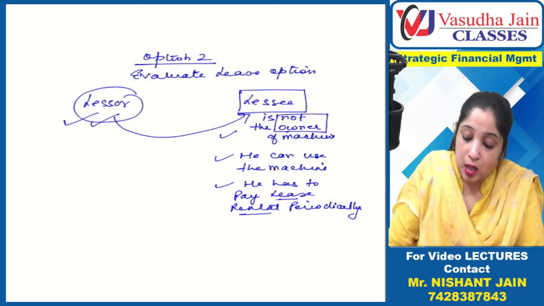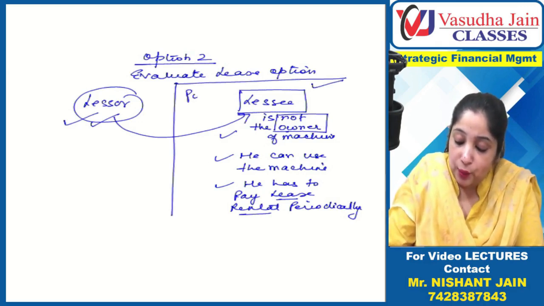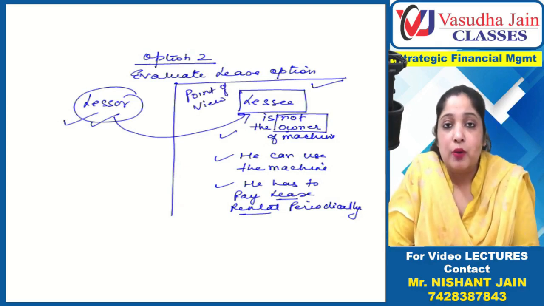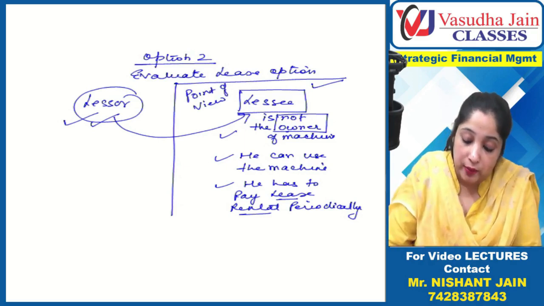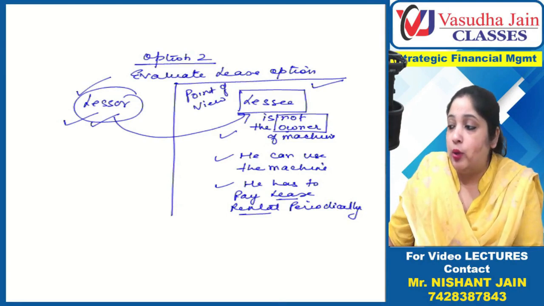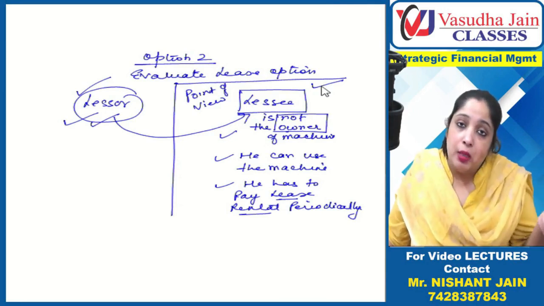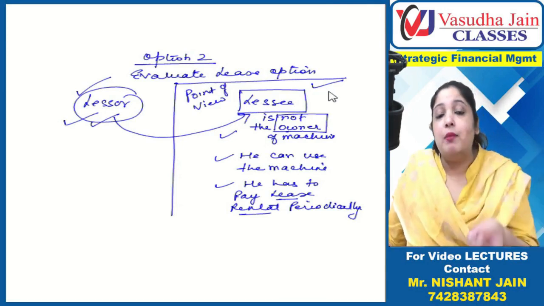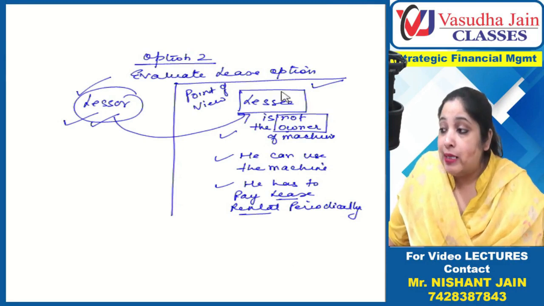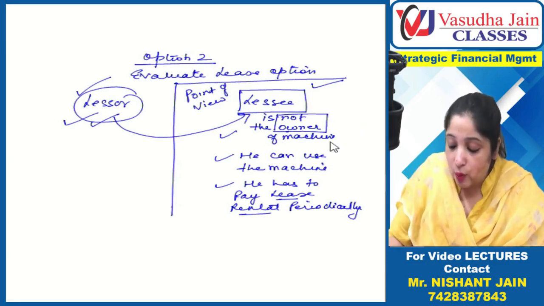The lessor is the owner. Now when you are going to evaluate the lease option from the point of view of the lessee, there will be some questions where you have to evaluate the lease option from the point of view of the lessor, but currently in the beginning you are going to evaluate the option from the angle of the lessee, because the lessee is the one who is thinking, should I borrow money and buy the machine, or should I take the machine on lease? So the lessee is going to take the machine on lease. What will the lessee's inflows and outflows be?